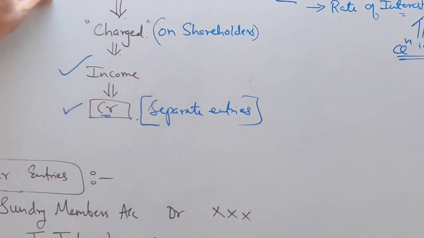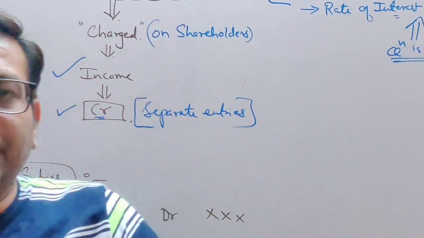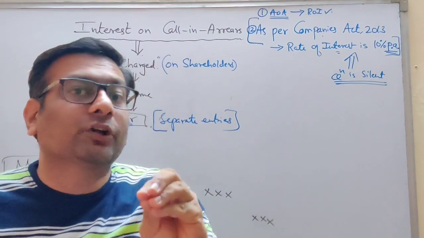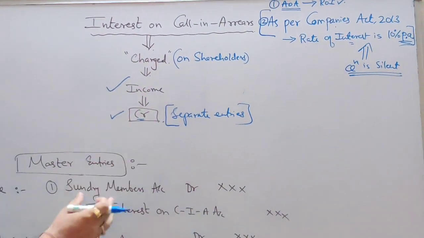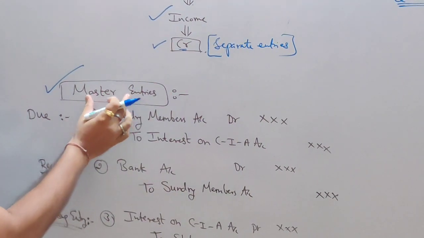To record this interest as an income, you have separate entries. You don't merge it along with the bank entry and transfer entry of your installments. You will write separate entries for it. I have already recorded these separate entries. I call these separate entries master entries.